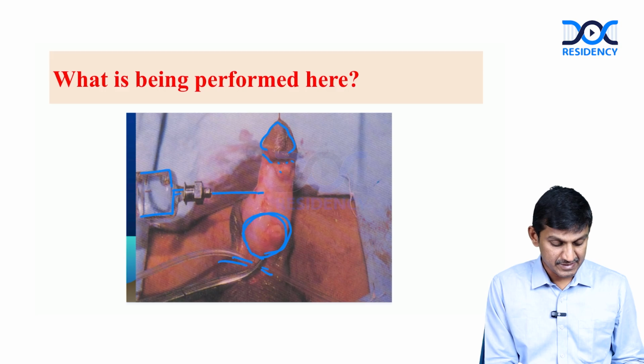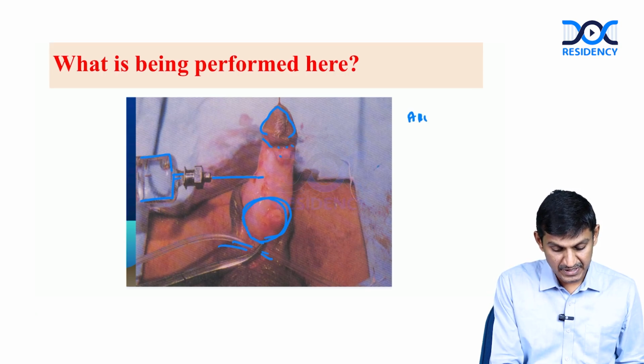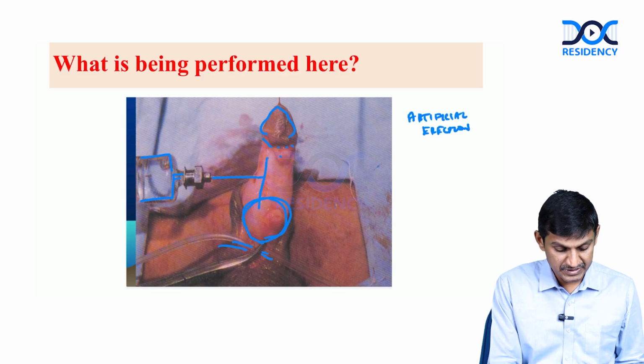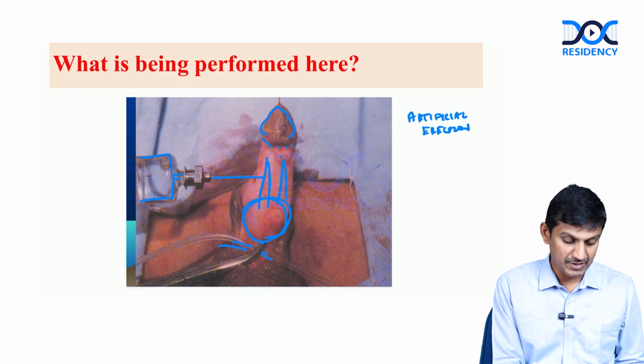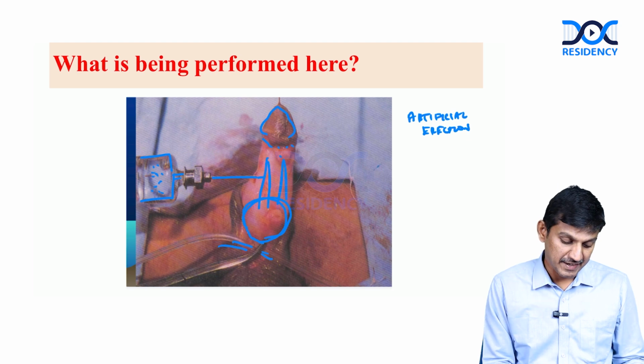Okay, what is it? This test is called Gittes test, or the intracorporal or artificial erection test. So what we are going to do is inject the intracorporal bodies with saline, thereby artificially causing an erection. So where do you do it?